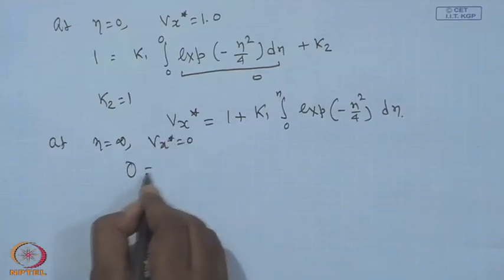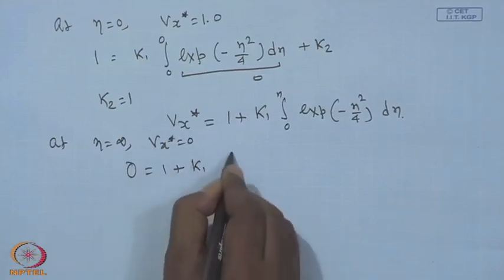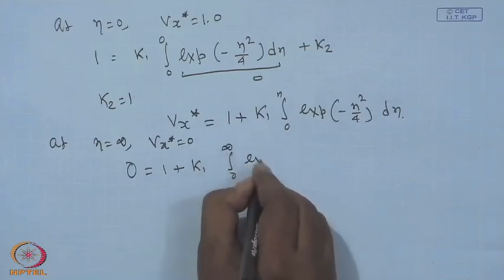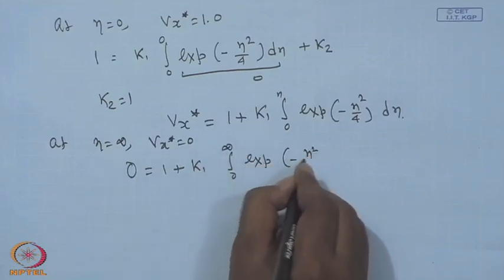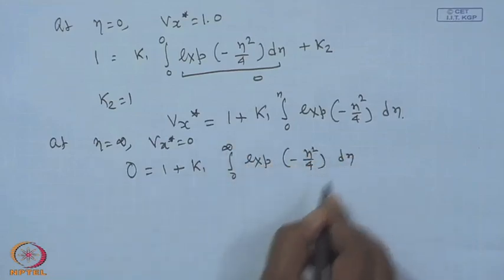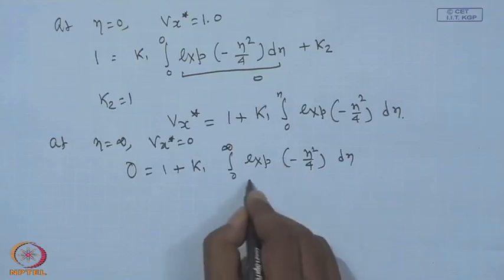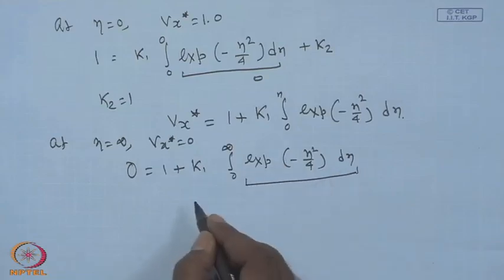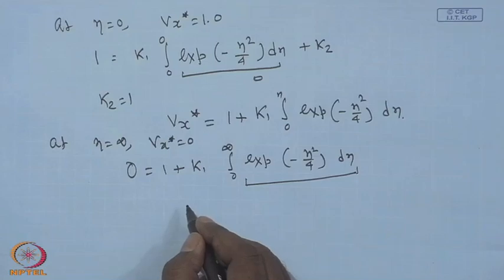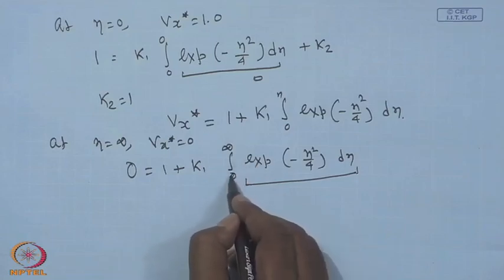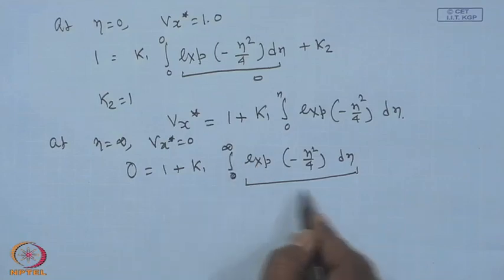So, therefore, 0 is equal to 1 plus k1 times the integral from 0 to infinity of exponential minus eta square by 4 d eta. Now, if you look into this integral, it is a definite integral because the values are from 0 to infinity. So, how to evaluate this integral?